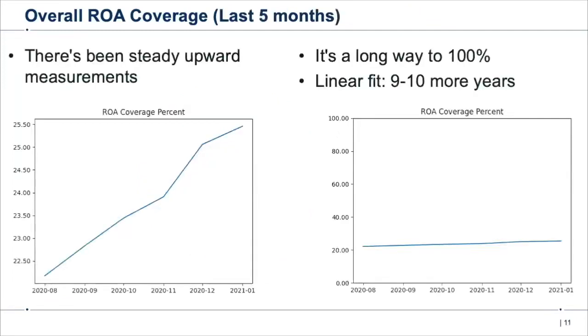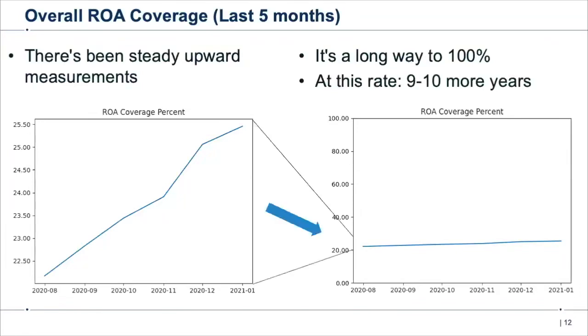Now, I have about 5 months of data in this particular measurement system I built. I was able to go back, and on the left-hand side you see a chart which shows a pretty steady growth from August of 2020 to now. On the right-hand side, there's another chart which is actually the same chart. The difference is the scale. One shows that from 22 to 25%, it's going up. But from 0 to 100, it's kind of flat. So it's going up, but it's taking some time to get there. At this rate, if I just extended that line out, it'd be 9 or 10 more years till we get to full deployment.